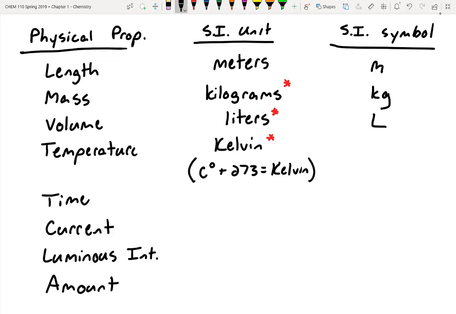All right, Kelvin is typically measured in capital K. Again, that's why capital K is very important to distinguish from lowercase k. Lowercase k stands for kilo, capital K is for Kelvin.